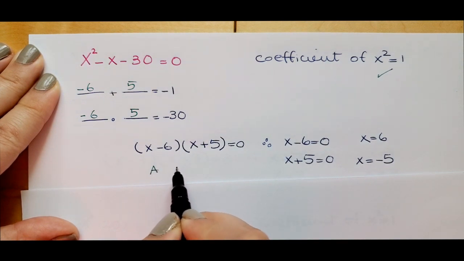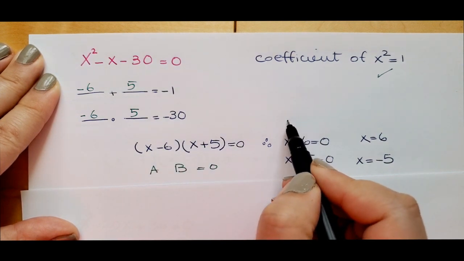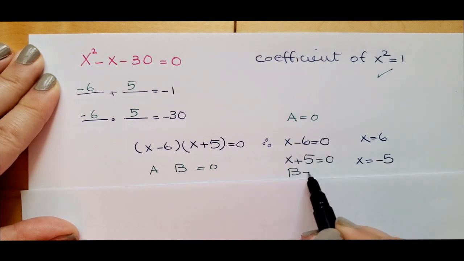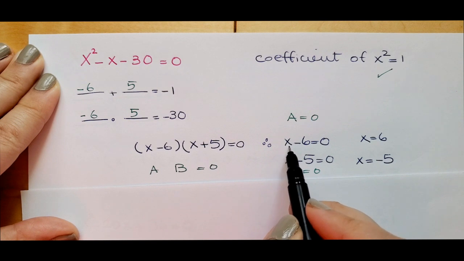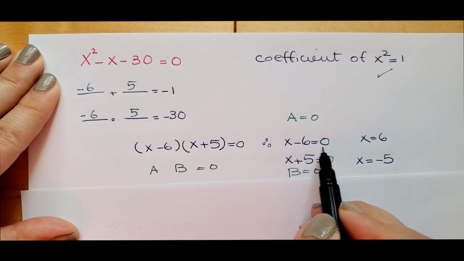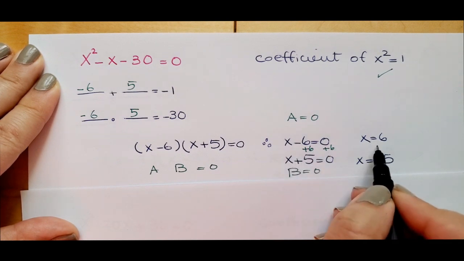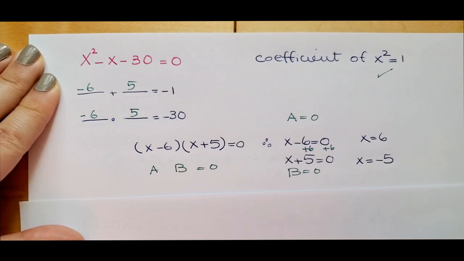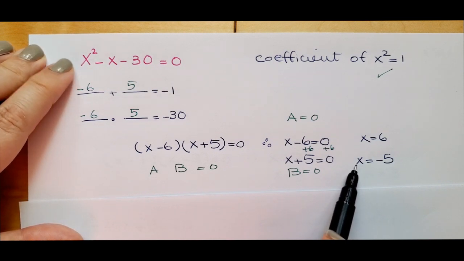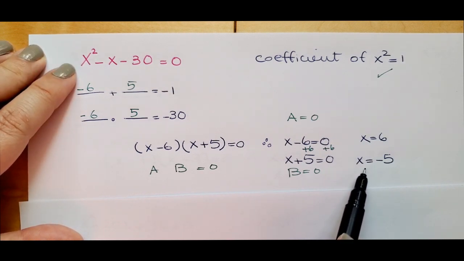Again, a times b is equal to 0. That means either a is 0 or b is 0. So if a is 0, x minus 6 should be equal to 0. This is a linear equation. In order to isolate the x, I add plus 6 to both sides. So x would be 6. For the second one, x plus 5 equal to 0. If I want to isolate the x, I have to add negative 5 to both sides to get rid of this and isolate the x. So the final answer would be negative 5. Again, the two roots for this quadratic equation are 6 and negative 5.